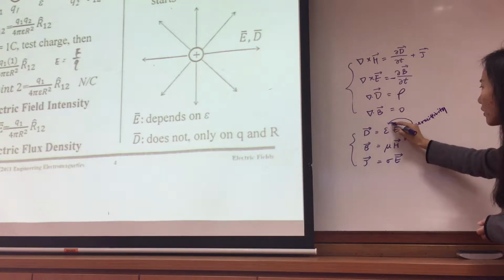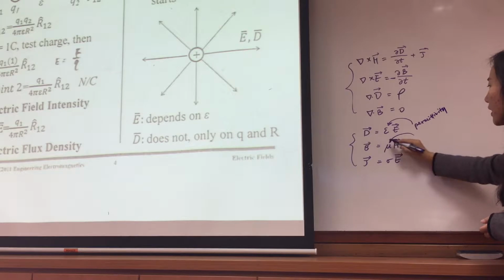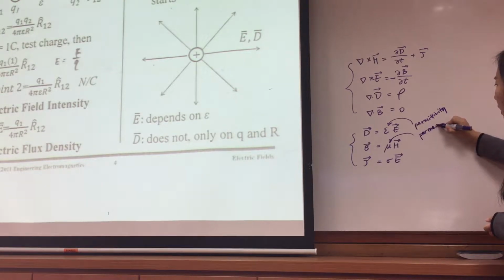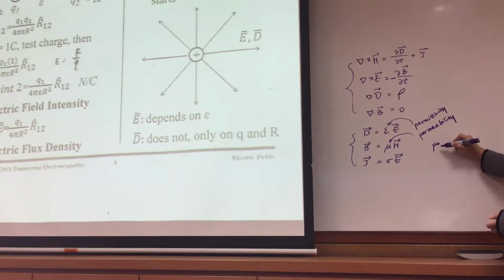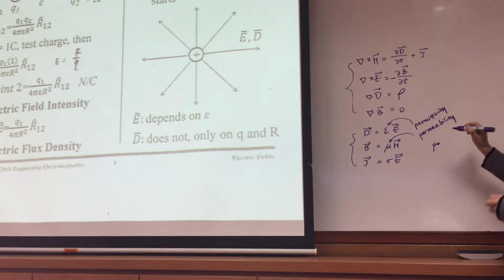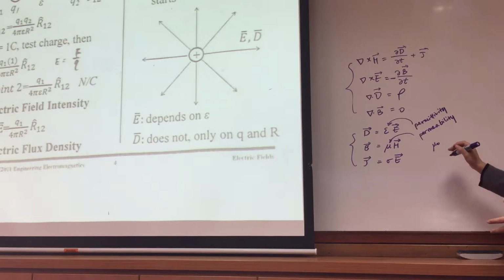This is epsilon. Mu is the permeability. Permeability. Mu naught is the permeability constant. It is 4 pi multiplied by 10 to the power of minus 7. Okay, it is constant, but we always have a mu r with it. Mu r means the relative permeability of this material. For most cases, the mu r is 1. That means this material doesn't have magnetic properties.